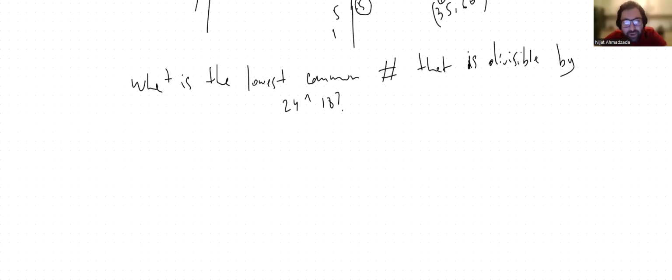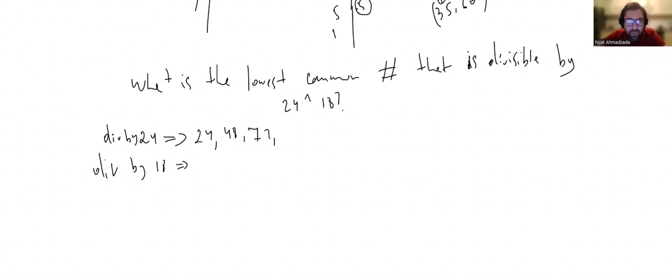Okay. So then Shom came up with an answer. She said, let's try to find out what are the numbers which are divisible by 24 and divisible by 18. So what are the numbers which are divisible by 24? 24 is divisible by 24, 48 is divisible by 24, 72, I'm adding 24 every time. You see, 24 times 1, 24 times 2, 24 times 3, 24 times 4, 24 times 5, 24 times 6. So she came up with the numbers which are divisible by 24. How about the numbers which are divisible by 18?